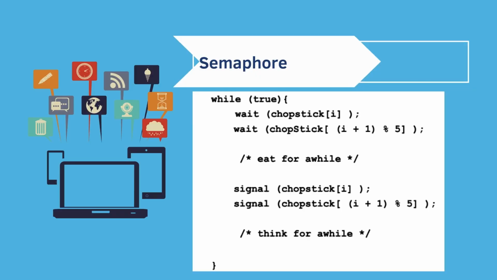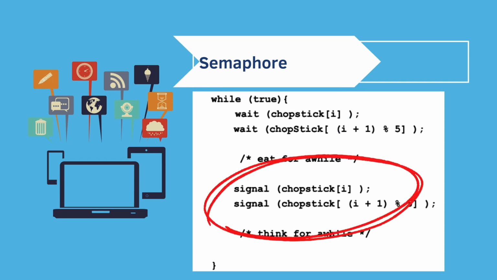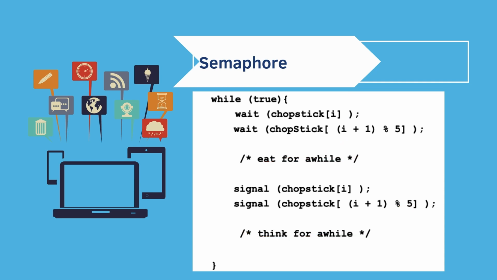processes. One solution we can implement to solve the dining philosophers problem is to use a semaphore to represent a chopstick. A chopstick can be picked up by executing a wait operation on the semaphore and released by executing a signal operation. This will ensure that no two philosophers sitting side by side will be eating simultaneously.